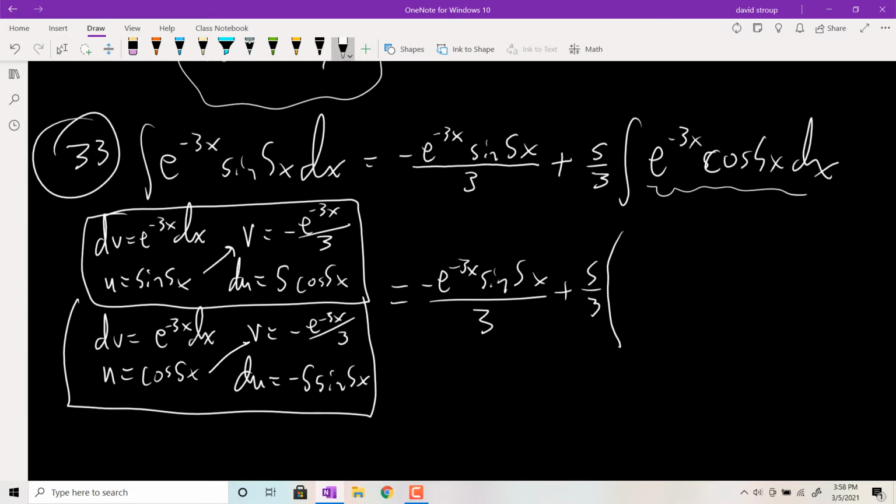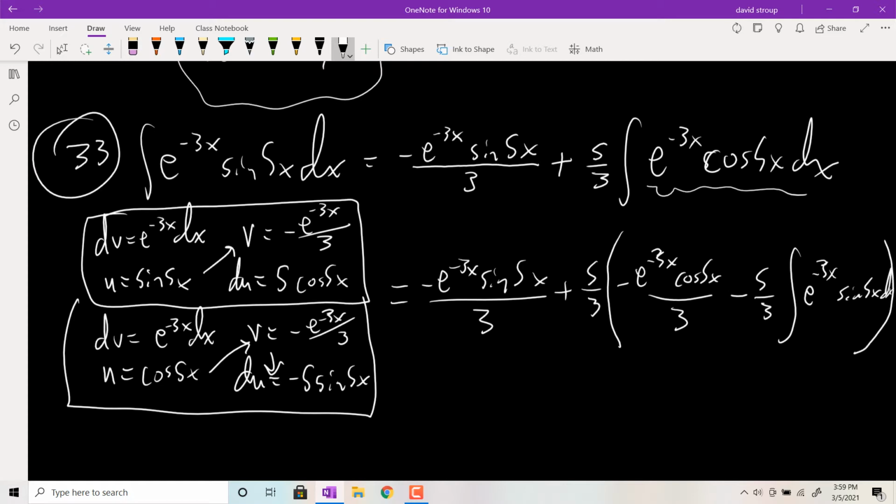So u times v is negative e to the negative 3x cosine of 5x all over 3. I'm starting to smush this in. Minus negative negative is minus a positive, so just minus at the end. And then there's a constant of 5/3 integral e to the negative 3x sine of 5x dx, and then all of this is in parentheses. There'll be a plus C there eventually.